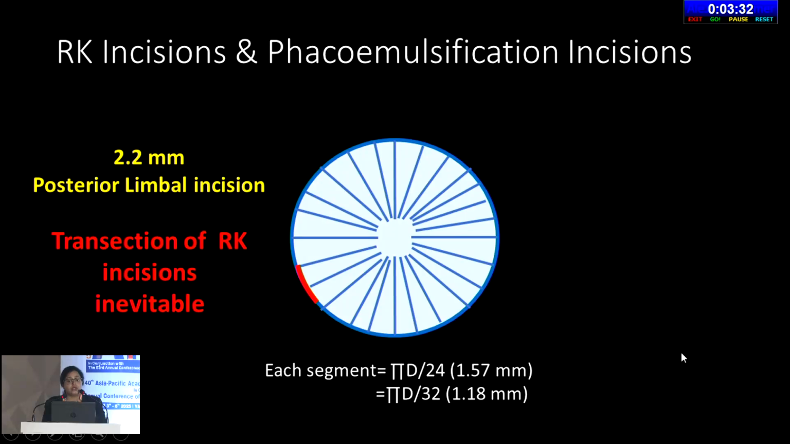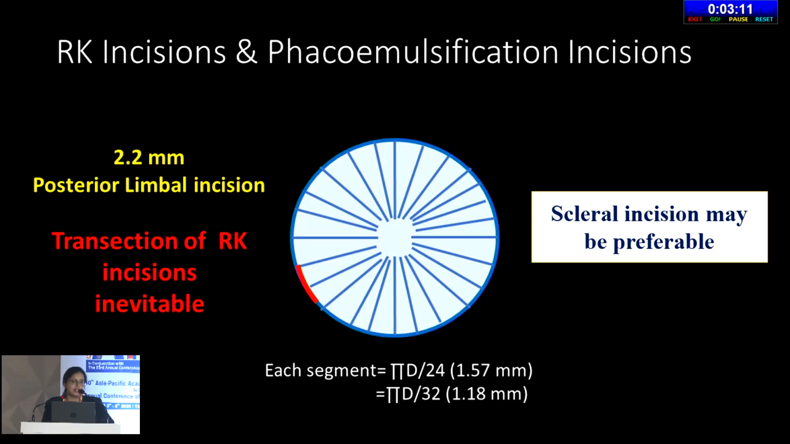However, once you cross 16 incisions, to 24 or 32 arc incisions, your arc distance is less than 2.2 mm and you are going to invariably transect the arc incisions. So please opt for a corneoscleral incision or a relatively posterior limbal incision so that you do not transect the incisions, because splicing is going to be challenging to manage.